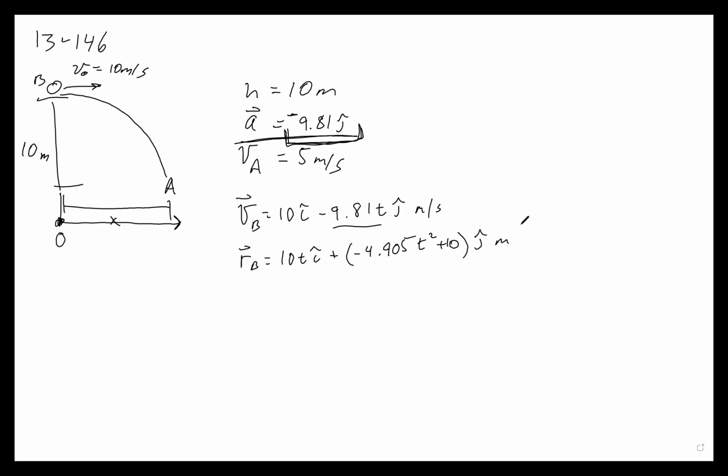Okay, so we have an acceleration vector in both i hat and j hat. It's just i hat is 0. We have a velocity vector in the i hat and j hat components, and we have the position vector that has i hat and j hat components. All right, let's see what we can figure out.